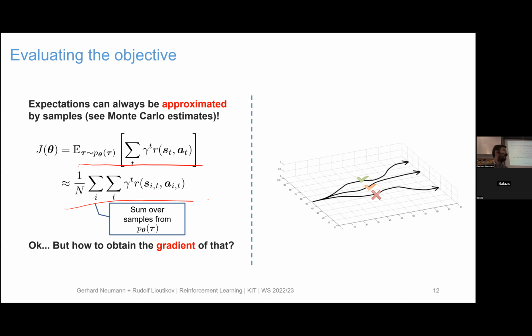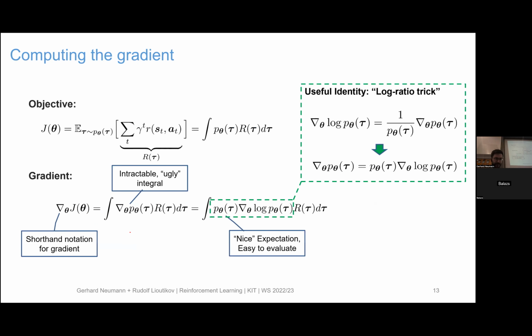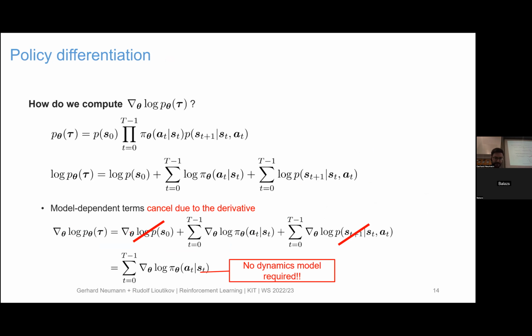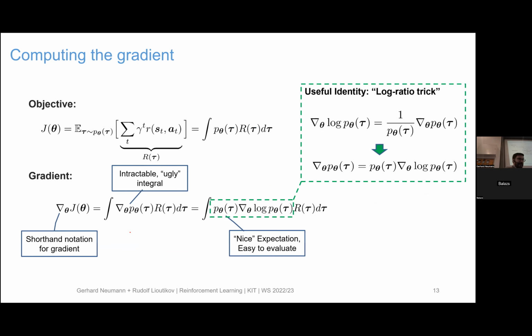Because we completely neglected that the trajectories are samples from the distribution p theta, and that this distribution will change if I change theta. We have to account for that, isn't it? And that's basically how we can compute the gradient in a better way.